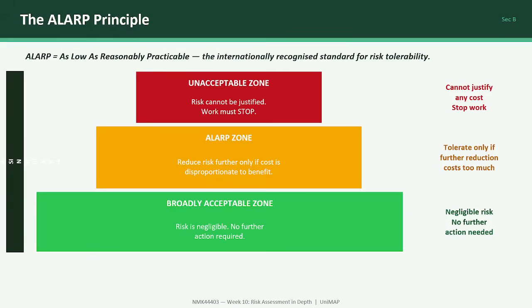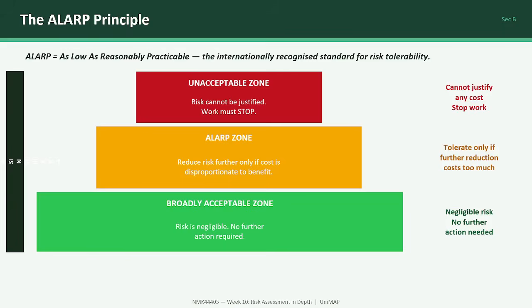In the middle, the ALARP zone, also called the tolerable zone. Risk here is tolerable, but only if it is reduced as far as reasonably practicable. The phrase reasonably practicable has a specific legal meaning. You must implement further controls unless the cost of those controls, in time, money, or effort, is grossly disproportionate to the risk-benefit gained. You cannot simply say it's too expensive unless the cost is genuinely disproportionate to the remaining risk. This is where engineering judgment matters most.